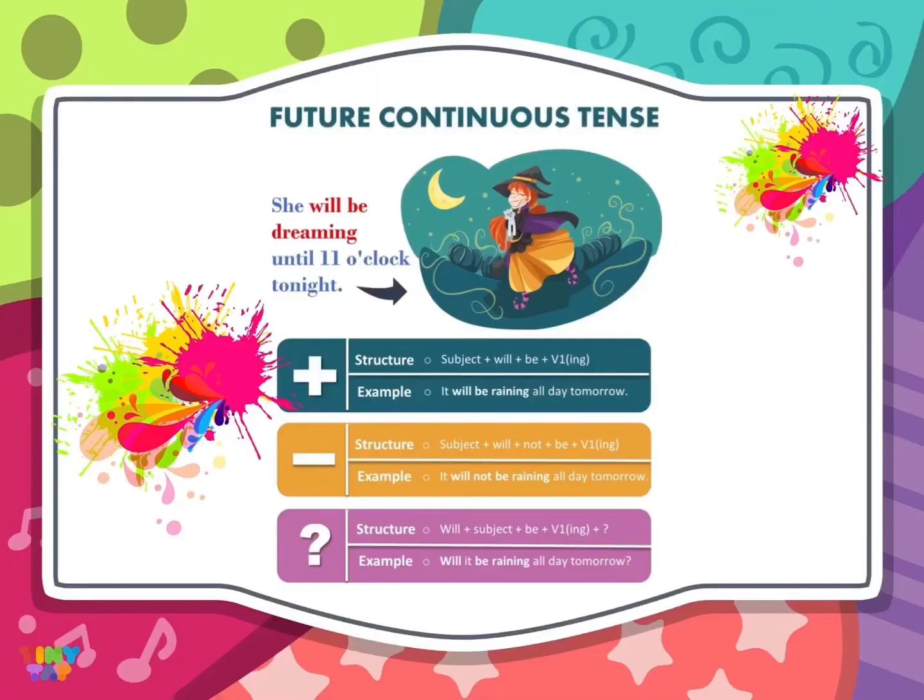Let's review what we learned through this example. She will be dreaming until 11 o'clock tonight. We are using the helping verb will be, and we're using the verb dream using the suffix ing. So when we want to make a positive statement, we use the subject will be plus the verb and ing. If we want to make it a negative statement, we use will not be plus the verb and ing. If we want to make it a question, we use will, subject, be, and the verb ing.